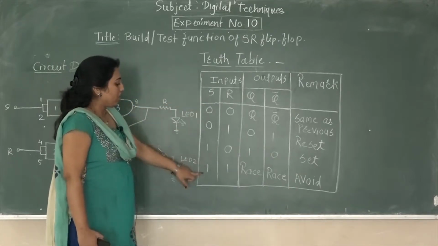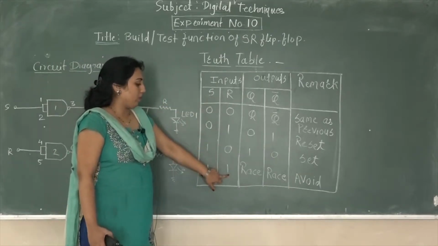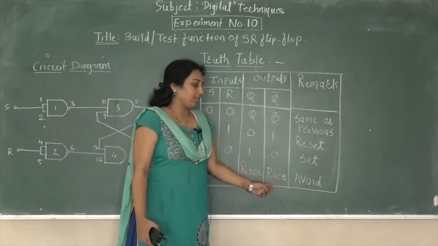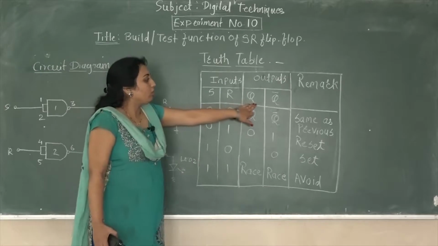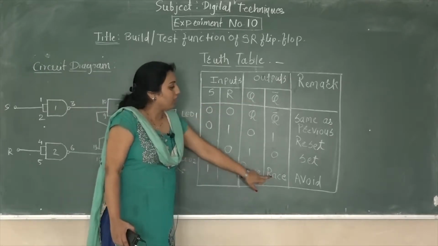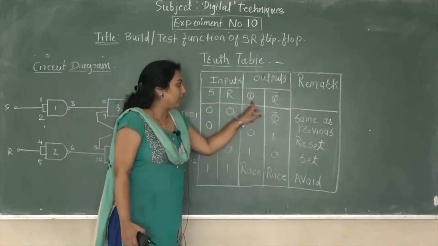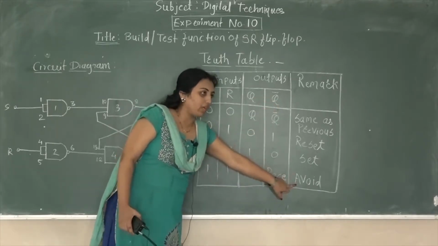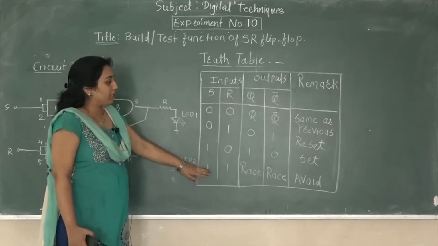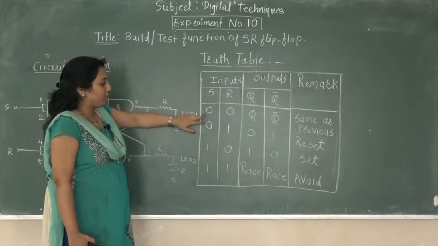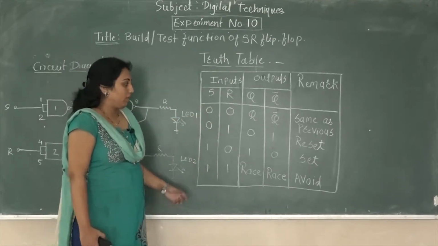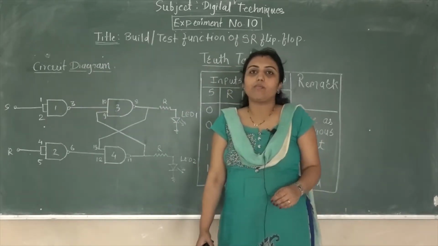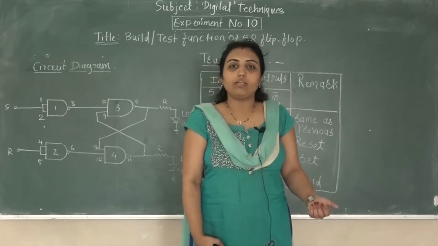The last case is when S is 1 and R is 1, so both inputs are 1. This is called the race condition, where both outputs show 1 and 1, although the two outputs should be complements of each other. So this condition should be avoided. These are the four conditions of the SR flip-flop truth table, from 0, 0 to 1, 1. This was the theoretical part. Now we see the demonstration of the SR flip-flop on the digital trainer kit.